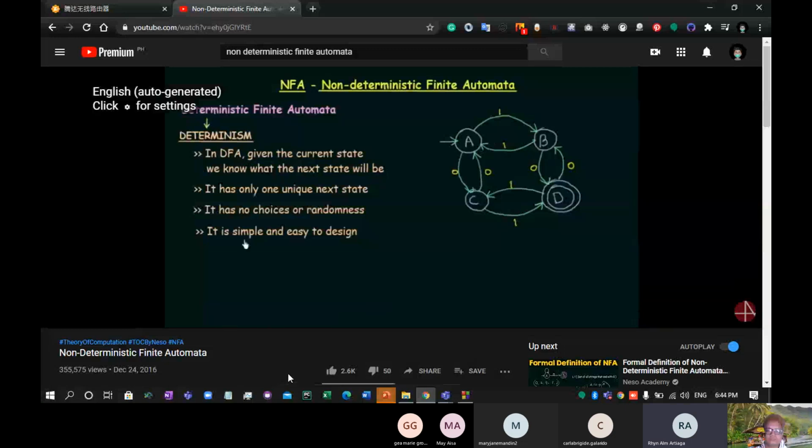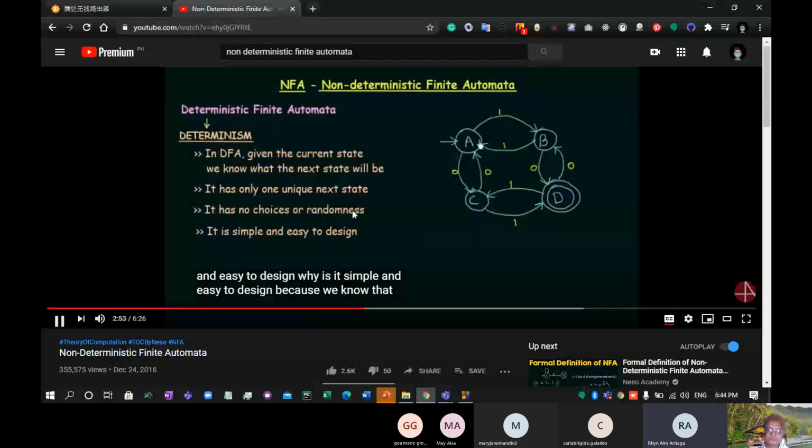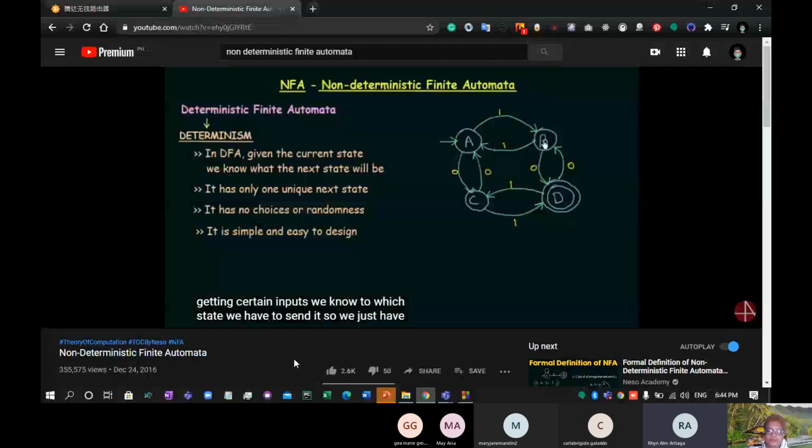And it is simple and easy to design. Why is it simple and easy to design? Because we know that on getting certain inputs, we know to which state we have to send it. So we just have to design it, showing the transition from one state to another on getting certain inputs. So that was about deterministic finite automata, and that explained the determinism to us.